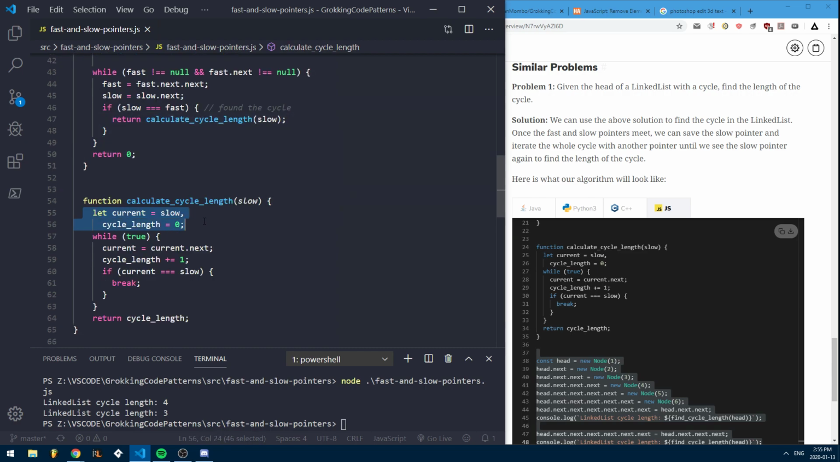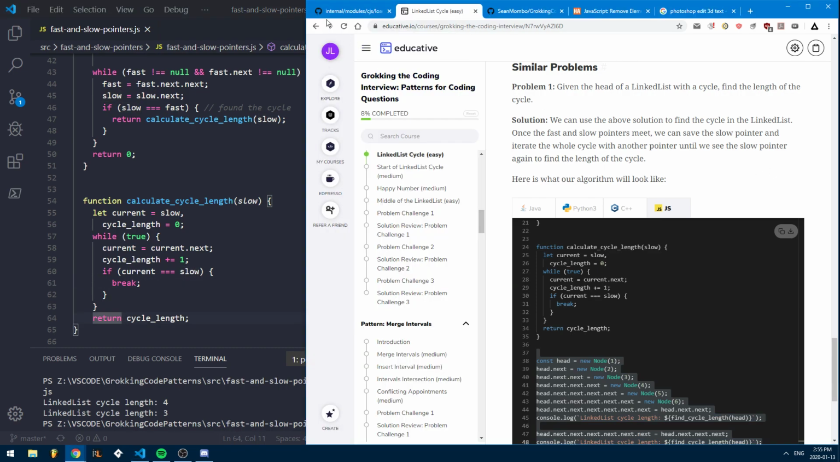And so the way we find the cycle length is by saying current equals slow and cycle length is 0. While true, current is current.next, and cycle length plus 1. And if current equals slow again, then we break because we found the cycle length.